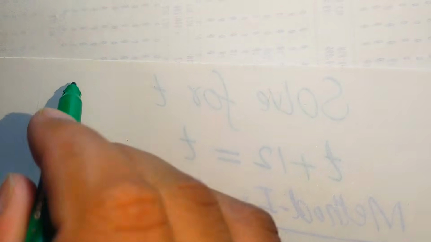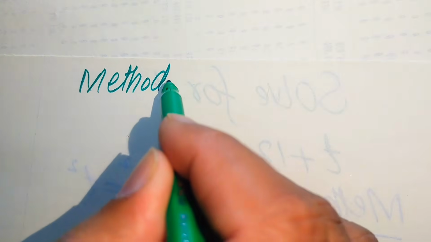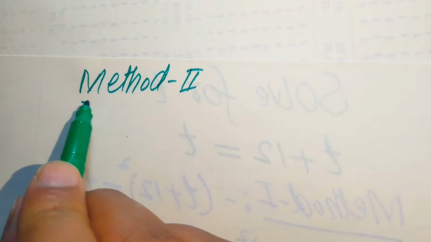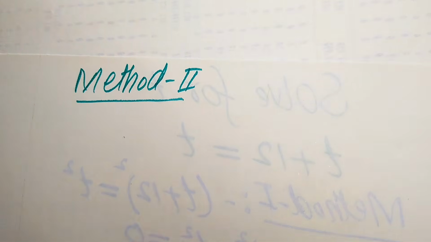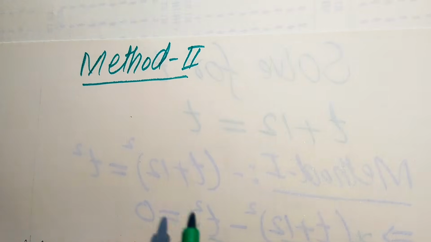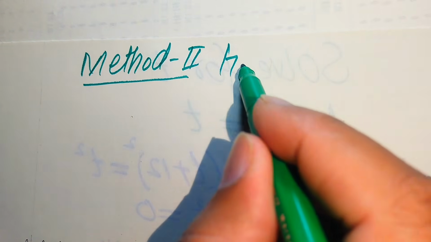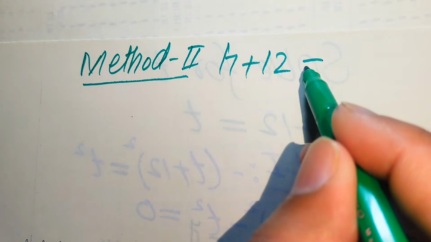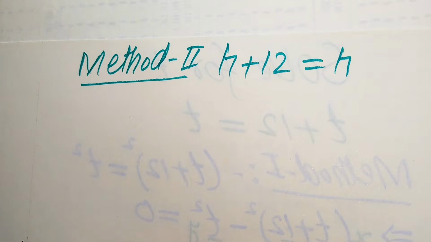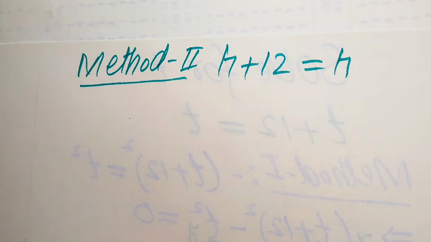Our second method is a very straightforward and quick method. Here we quickly determine the solution set of this problem. In the second method, first we need to copy down the given question statement: h plus 12 is equal to h.